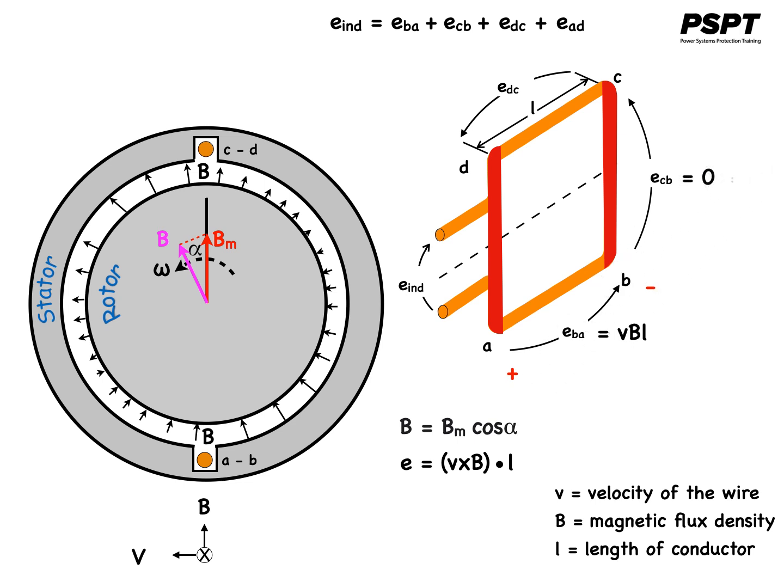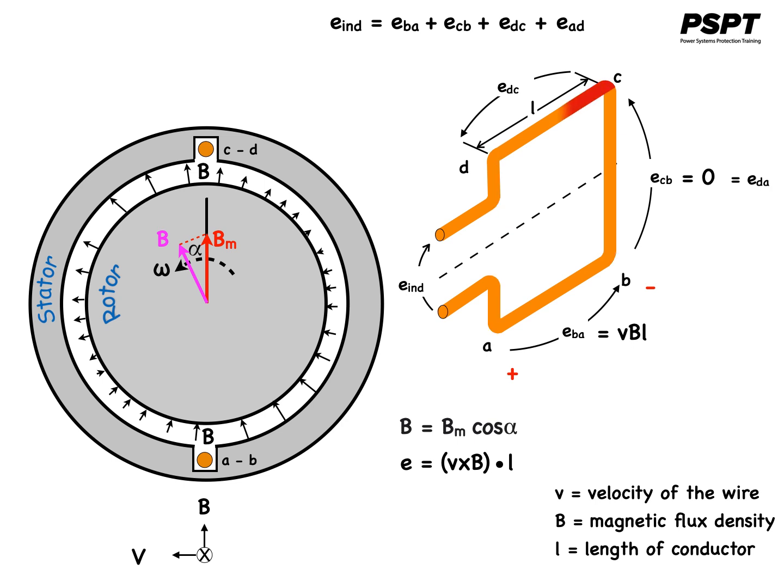The voltage on segments BC and DA is 0 since the vector quantity V cross B is perpendicular to L. So E subscript BC, which is equal to V cross B dot L, is equal to 0, is equal to E subscript DA.